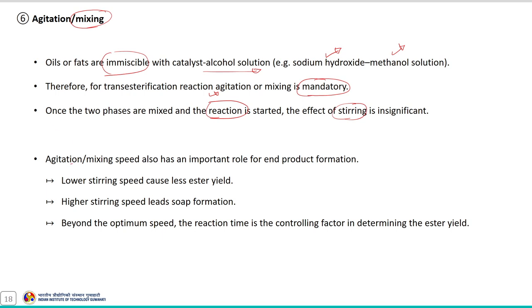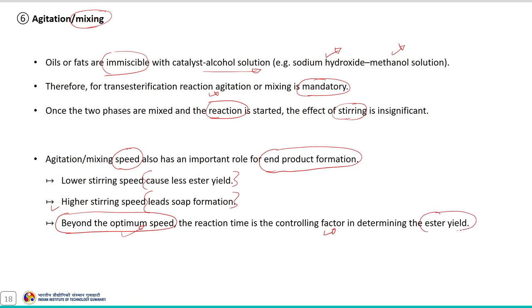Apart from that, the agitation and the mixing speed also have an important role in the end product formation, that is biodiesel formation. Lower stirring speed causes lower ester yield, and higher stirring speed leads to soap formation. In case of the stirring speed beyond the optimum range, the reaction time is the controlling factor in determining the ester yield.